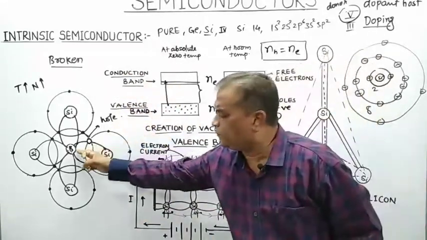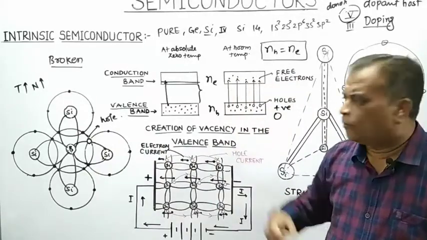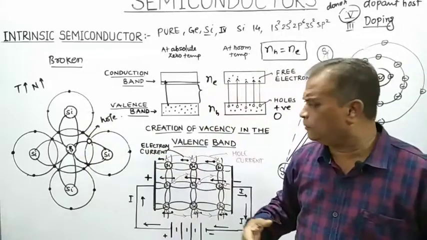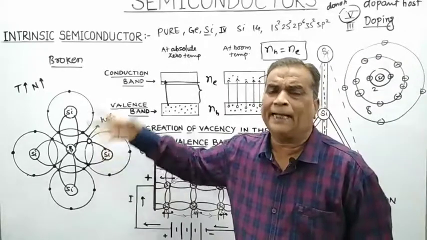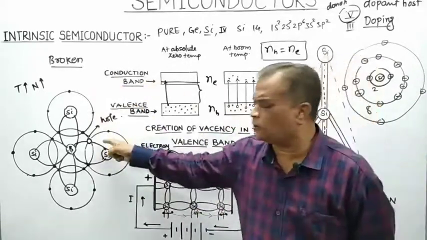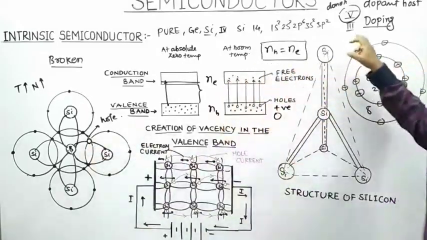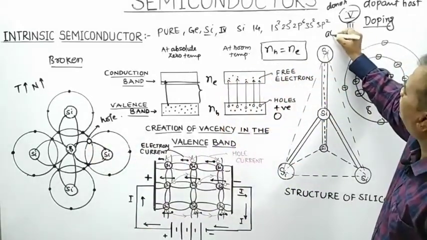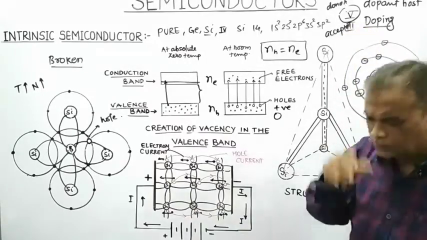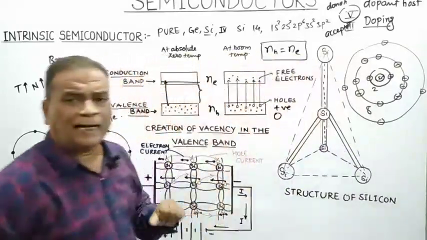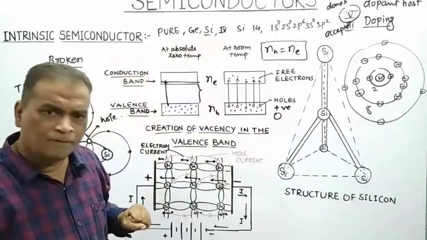So a trivalent impurity atom will accept an electron. The presence of a hole means acceptance of an electron. Such types of impurity atoms are called acceptor impurities. So remember that impurities are of 2 different types: it may be a donor impurity or it may be an acceptor impurity.